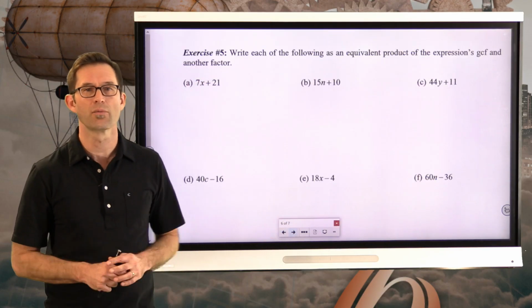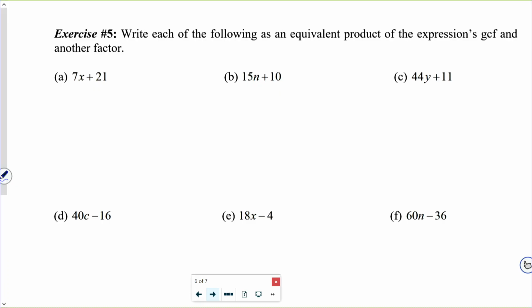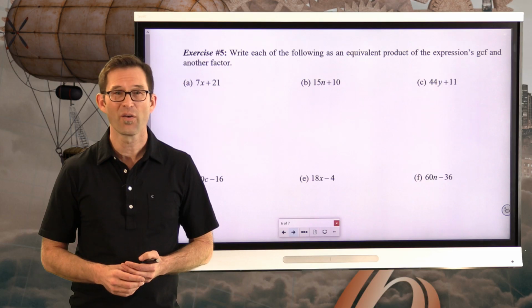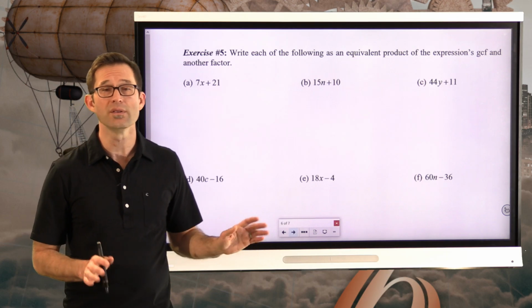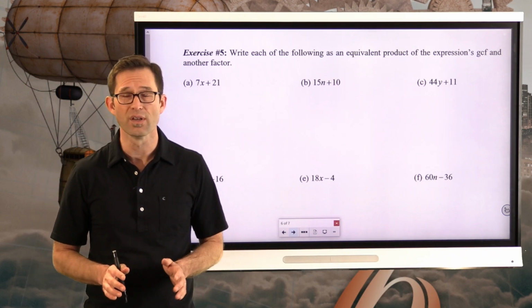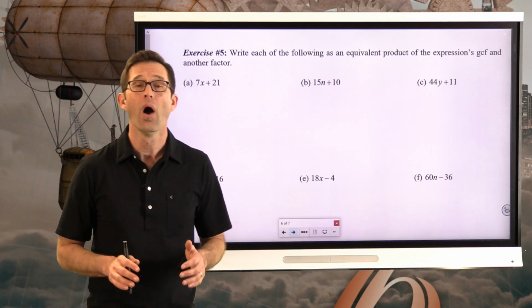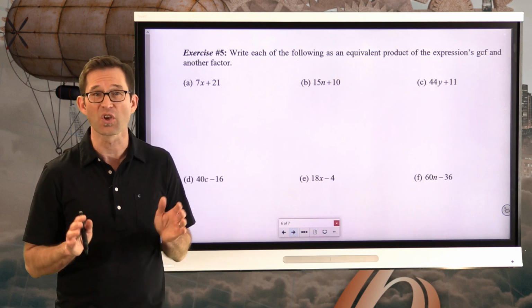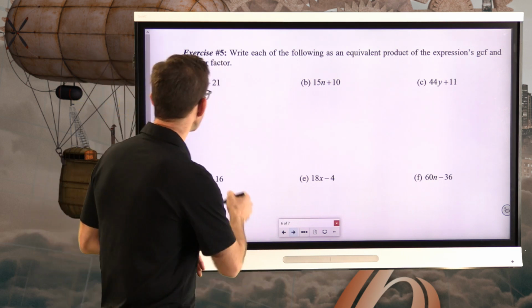Here we go, exercise number 5. Write each of the following as an equivalent product of the expressions GCF and another factor. All right, so the first thing we want to do in each one of these cases is figure out what the GCF is. What is the greatest common factor of all the normal numbers, the coefficients? All right, let's do letter A together.